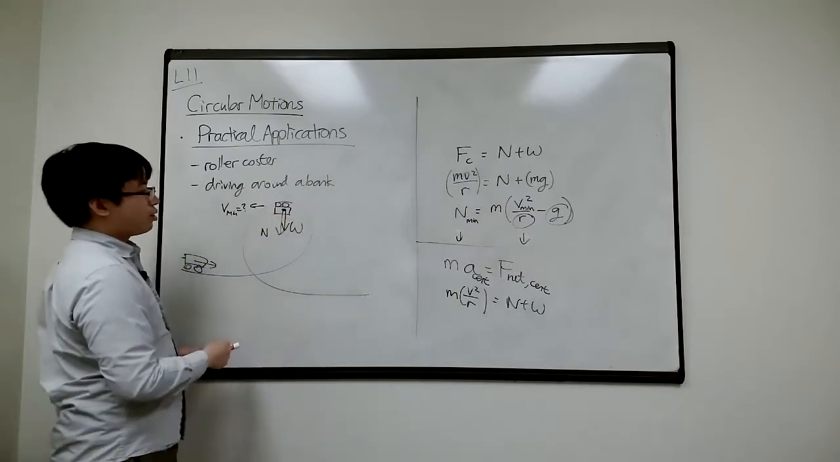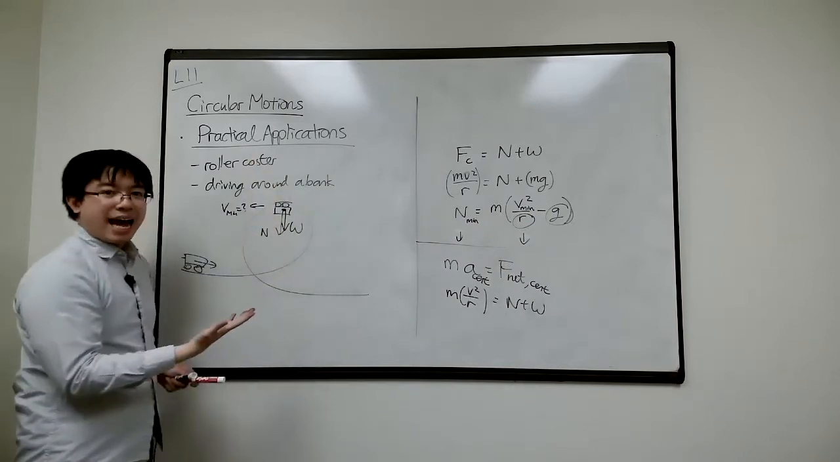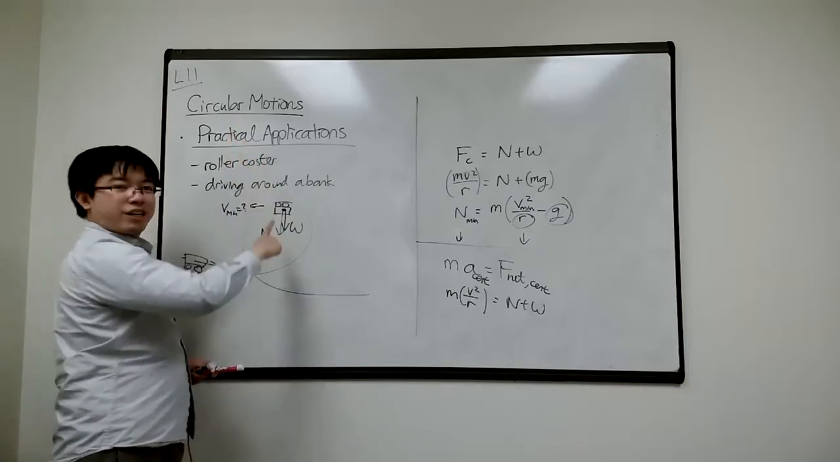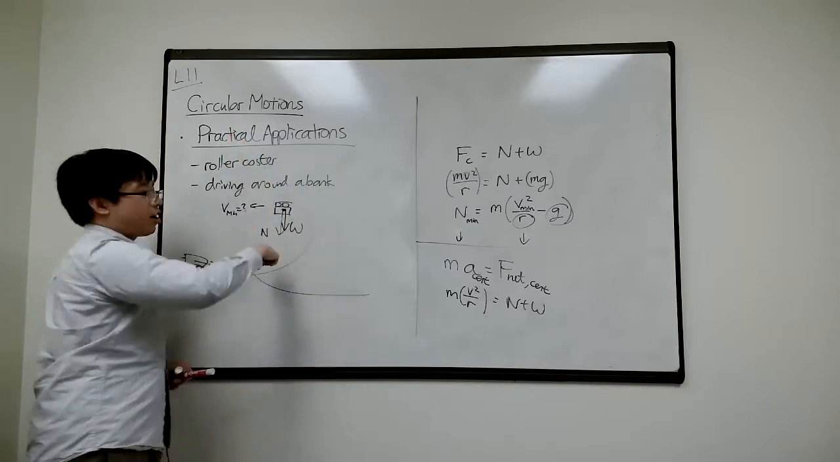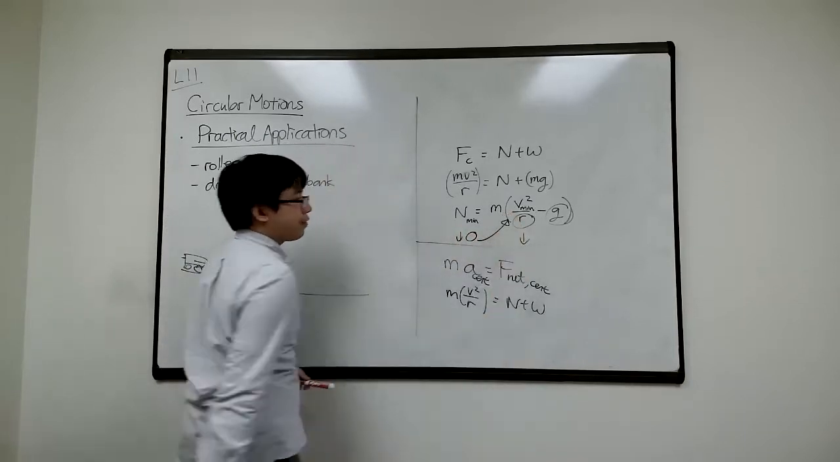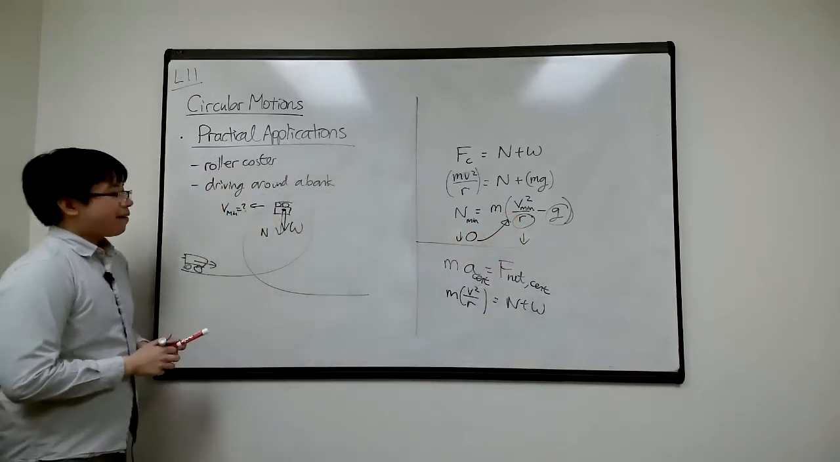Can it be less than 0? If it's less than 0, it's pointing upward, but that doesn't happen, right? The normal force cannot push the car that way, it only pushes the car this way. So again, you can set this to 0 and then solve for V-min. So that's the physics over there.